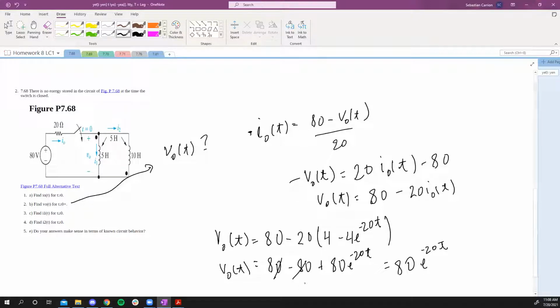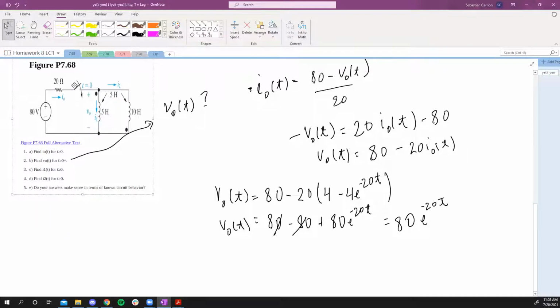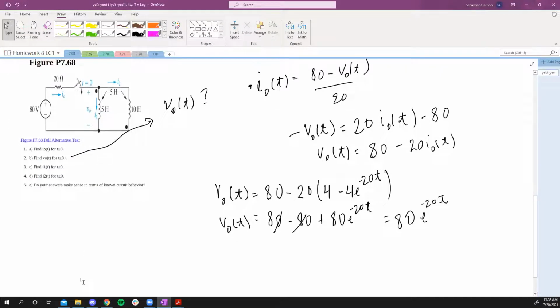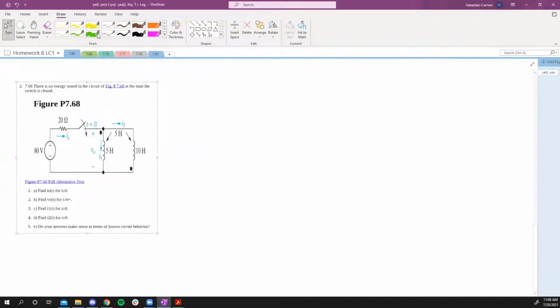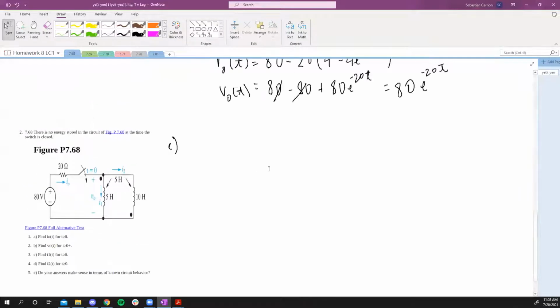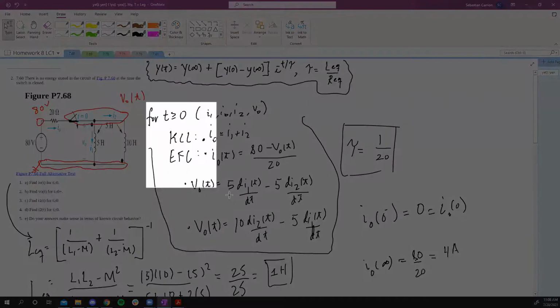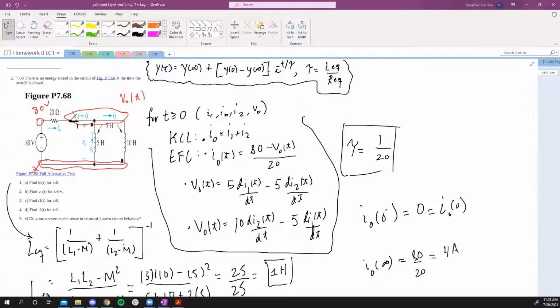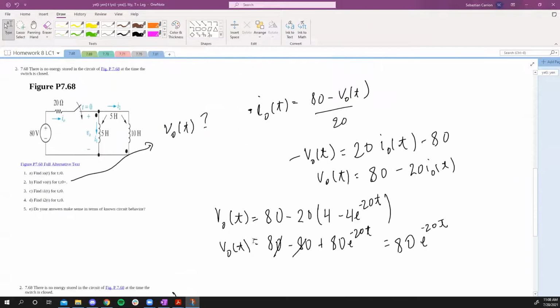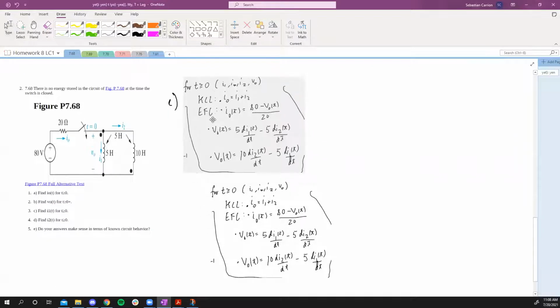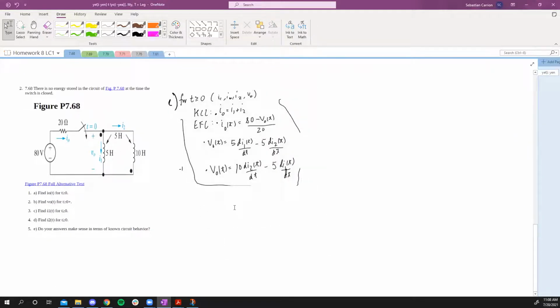These two get simplified. All right, let's move on. So we got part C now. Let me copy and paste this. Right. Okay.